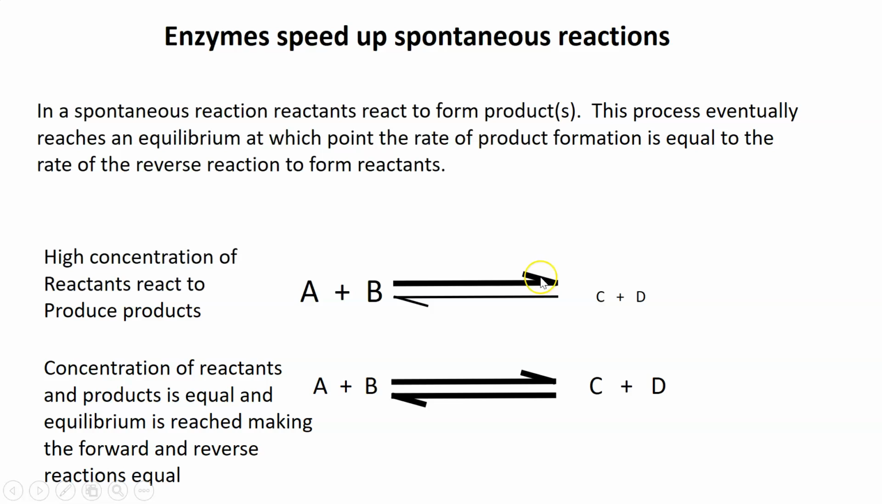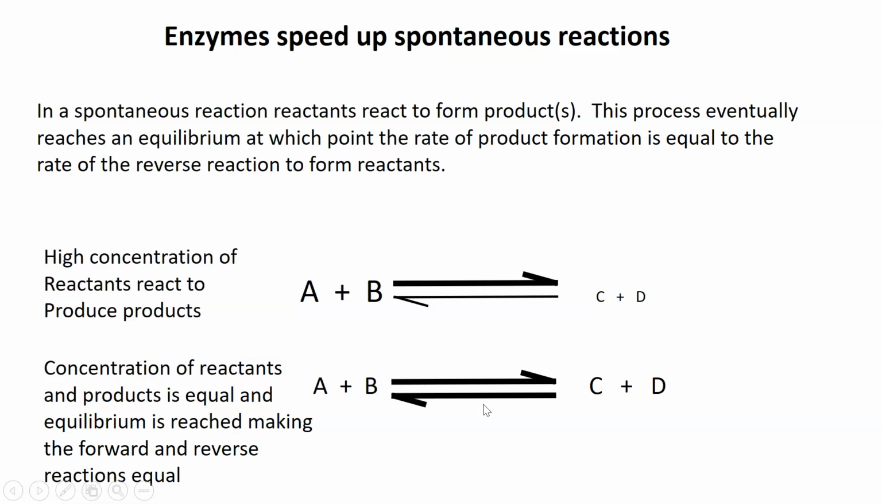Now the reactions go in both ways, but because you have lots of A and B, the forward reaction is much faster to produce C and D. Up to a point, once there are equal concentrations of A and B and C and D, the forward reaction is in equilibrium with the reverse reaction. So both these processes happen at the same speed.